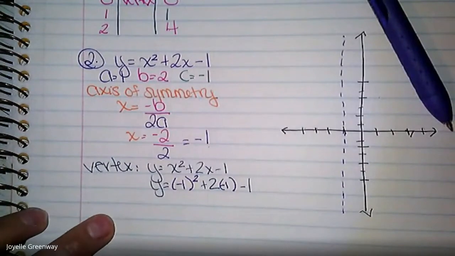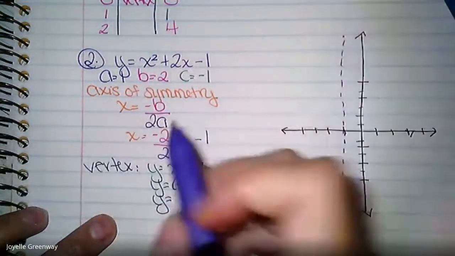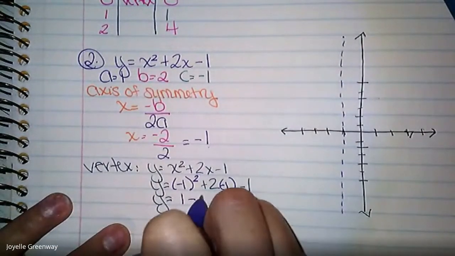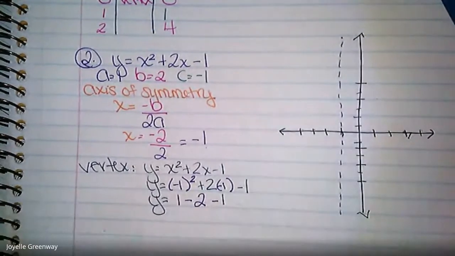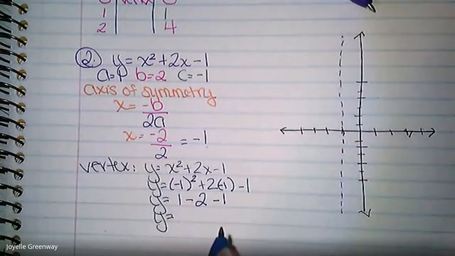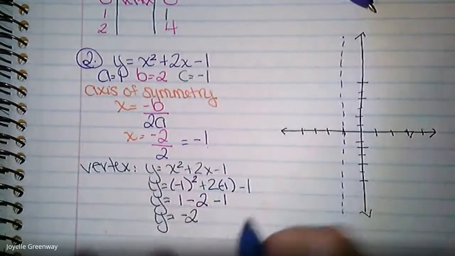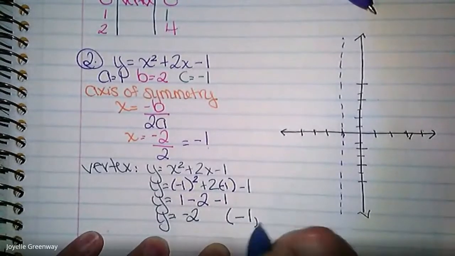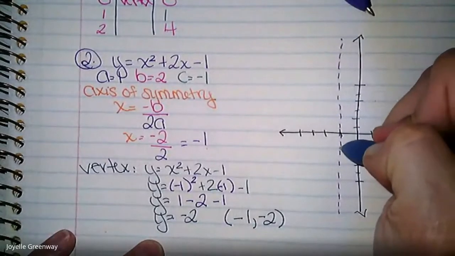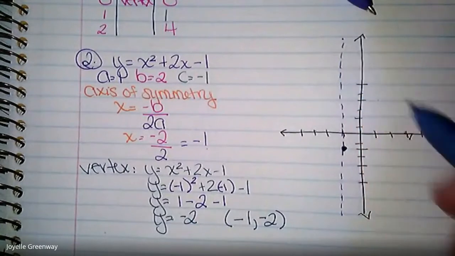All right. So y is equal to, so -1 quantity squared is 1 plus 2 times negative 1 is negative 2 minus 1. So 1 minus 2 is negative 1. Negative 1 minus 1 is negative 2. So my vertex is at negative 1, negative 2. There's your vertex. So it opens up, right?